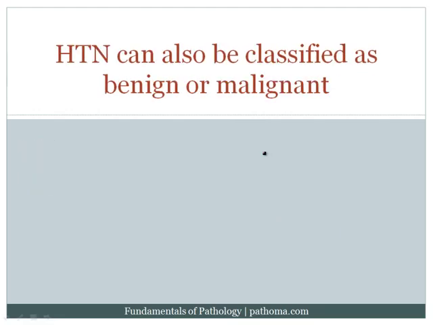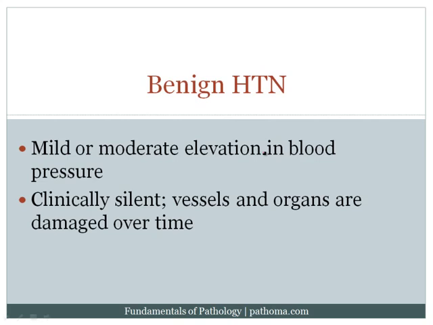Now we can separately classify hypertension as benign or malignant as well. So this would be another way to look at hypertension. In benign hypertension, we have a mild or moderate elevation in blood pressure, and most cases of hypertension are actually benign. This is clinically silent, and it damages vessels and organs over time, and we'll discuss some of that damage as we move forward in this particular chapter.